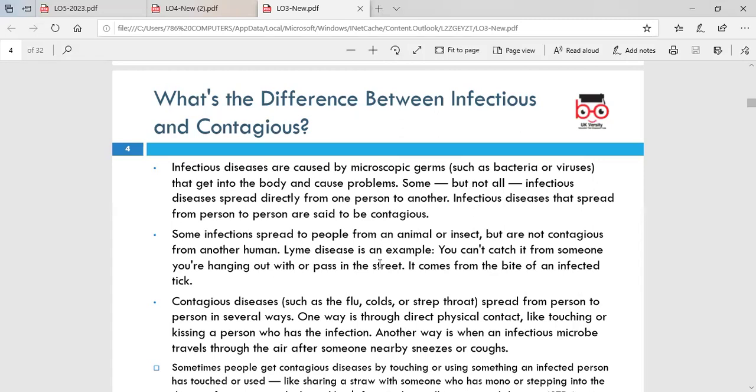Some infections that happen in animals are called zoonotic infections. They can be spread from an animal or an insect, but they're not contagious to other humans. Lyme disease, for example: you can't catch it from someone you're with or pass it on to someone else. It only comes from the bite of an infected tick on the animal, and you can't transfer it further on. So it's not a contagious disease.